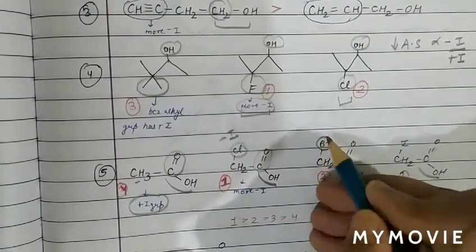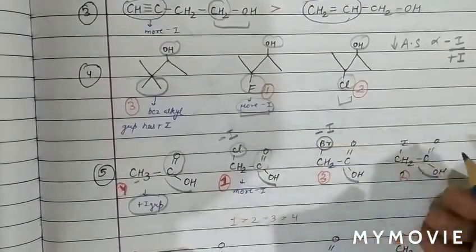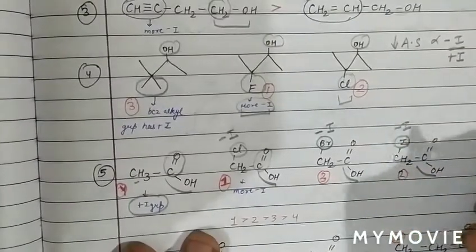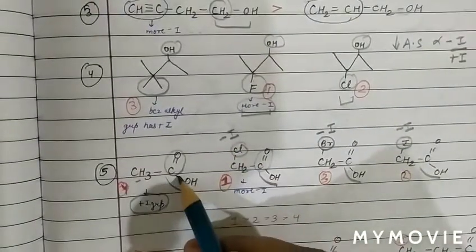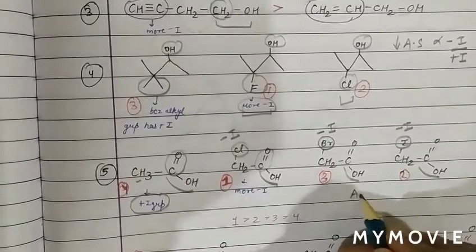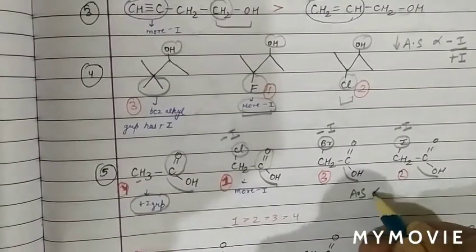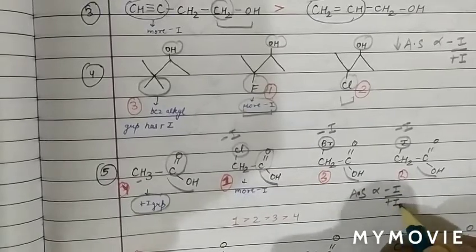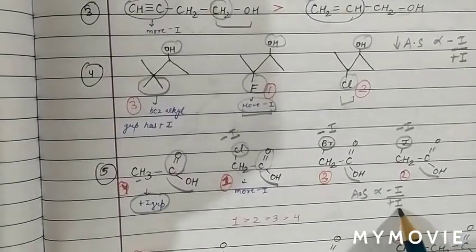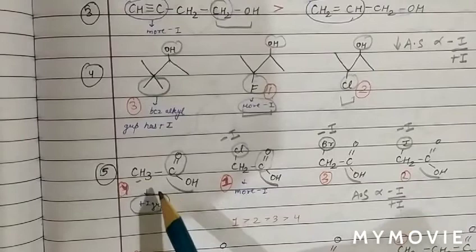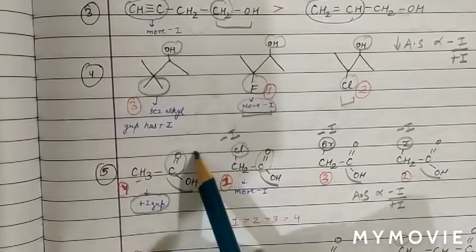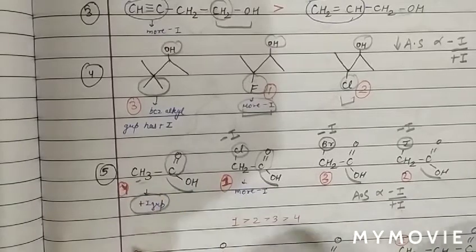Now here bromine is attached. Bromine is minus I in nature. And here iodine is attached. It is minus I in nature. So CH3 is plus I in nature. We know acidic strength is directly proportional to minus I, inversely proportional to plus I. So plus I decreases the acidic strength. Hence, this compound has the least acidic strength, less acidic strength due to the plus I group.